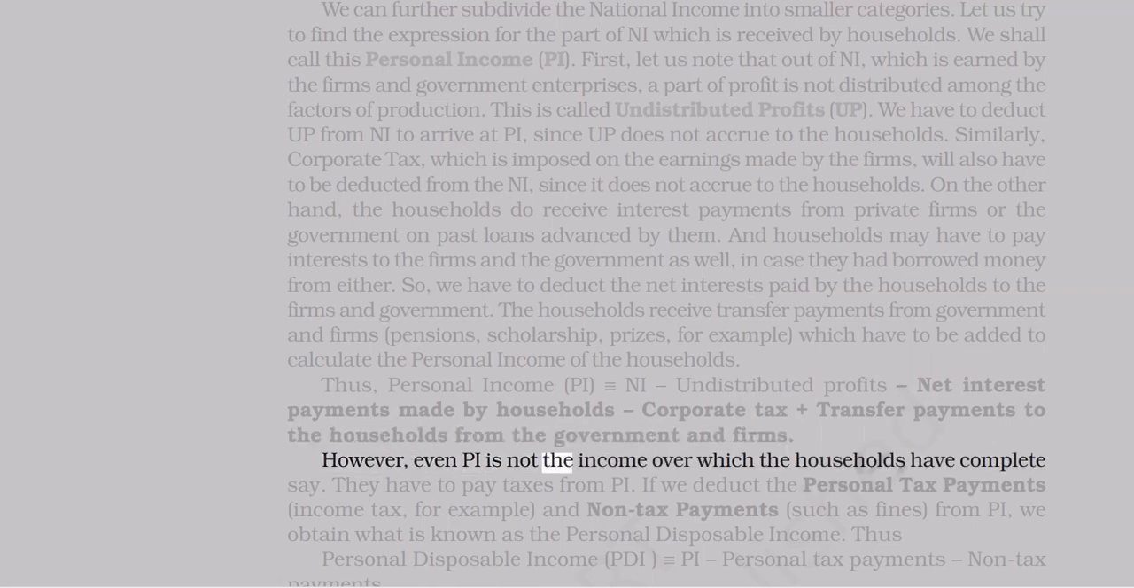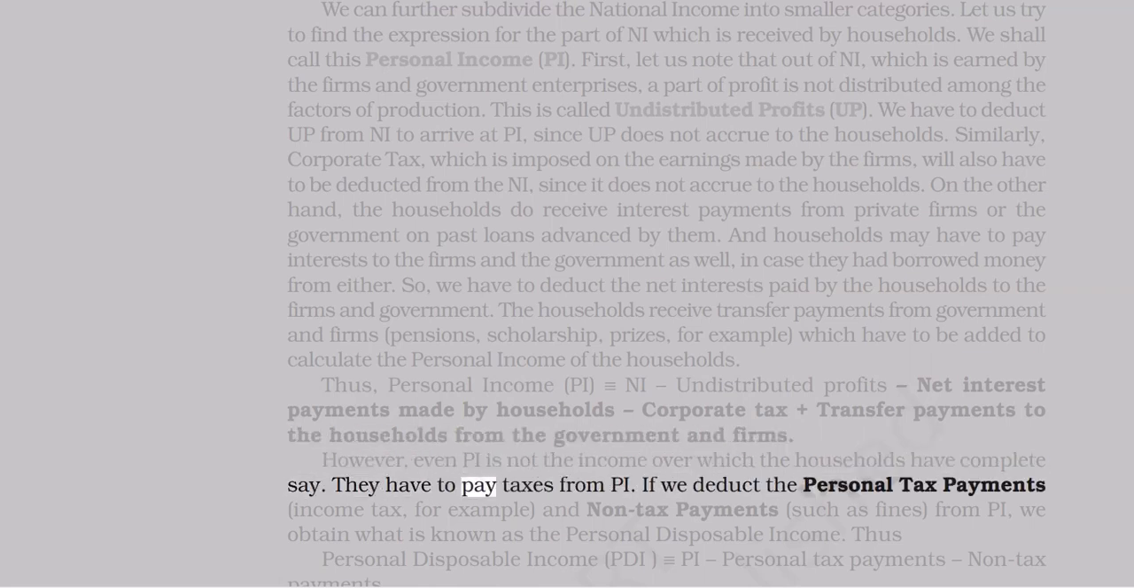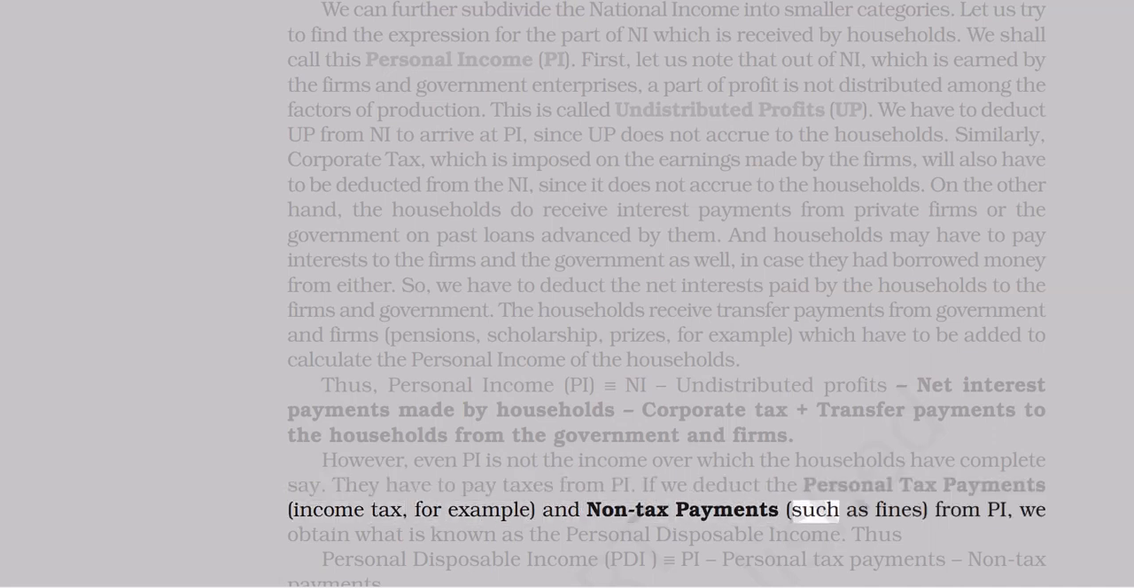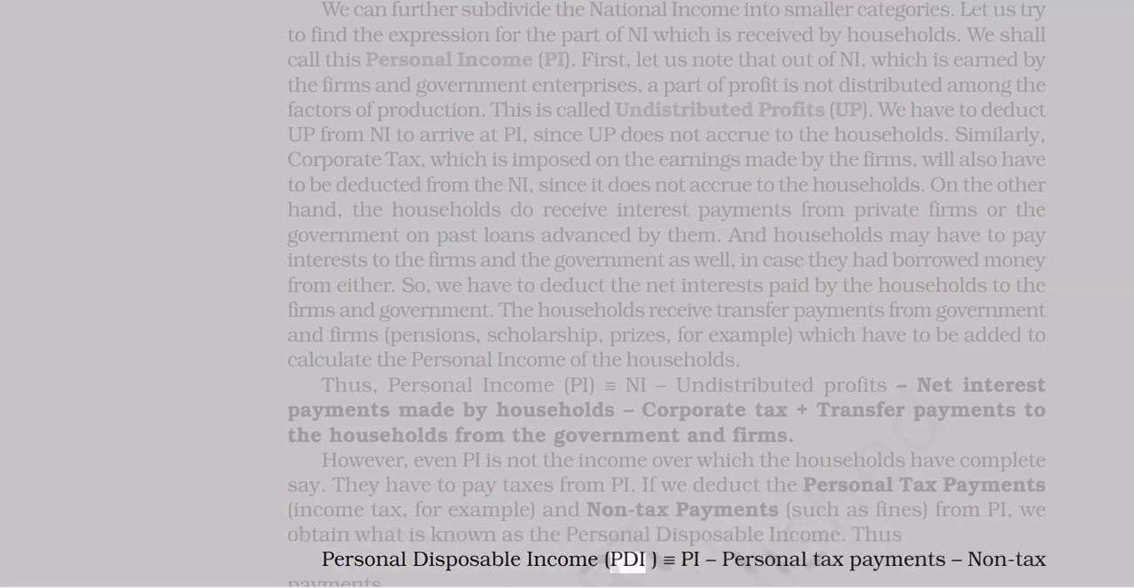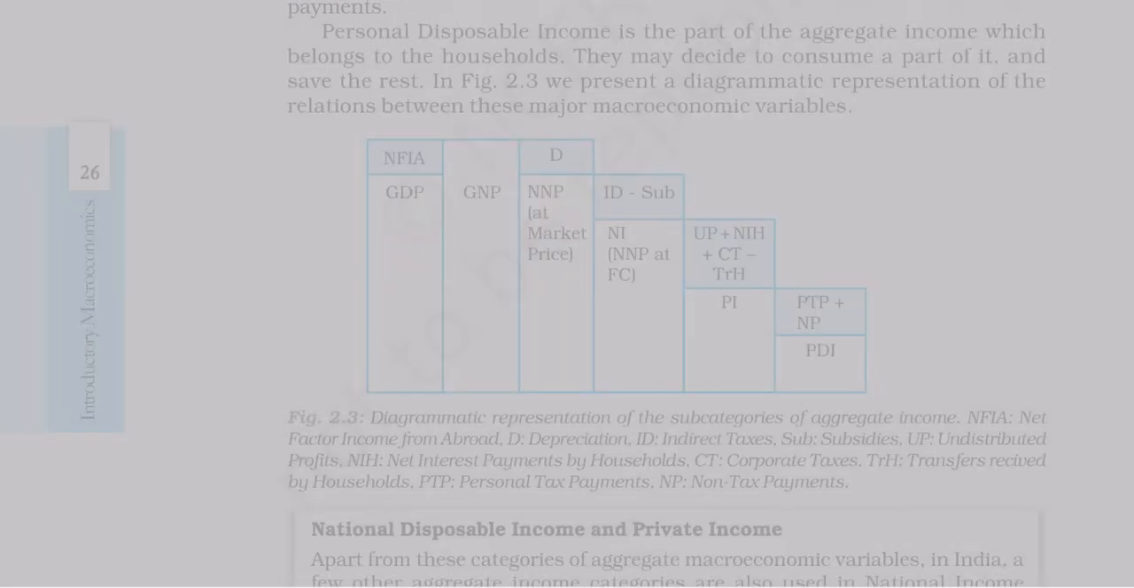However, even PI is not the income over which the households have complete say. They have to pay taxes from PI. If we deduct the personal tax payments, income tax for example, and non-tax payments, such as fines, from PI, we obtain what is known as the personal disposable income. Thus, personal disposable income, PDI = PI - personal tax payments - non-tax payments. Personal disposable income is the part of the aggregate income which belongs to the households. They may decide to consume a part of it and save the rest.